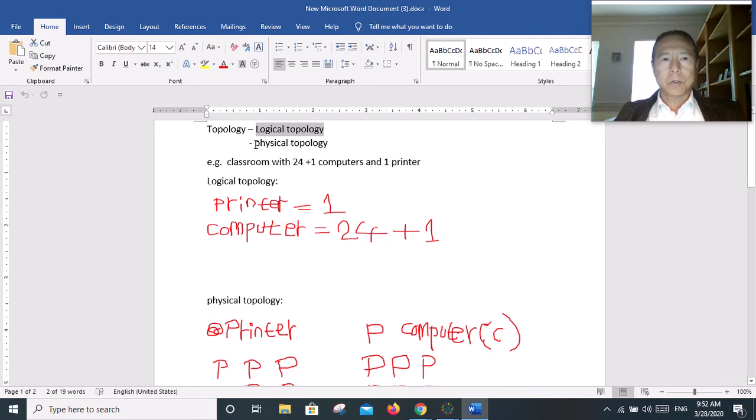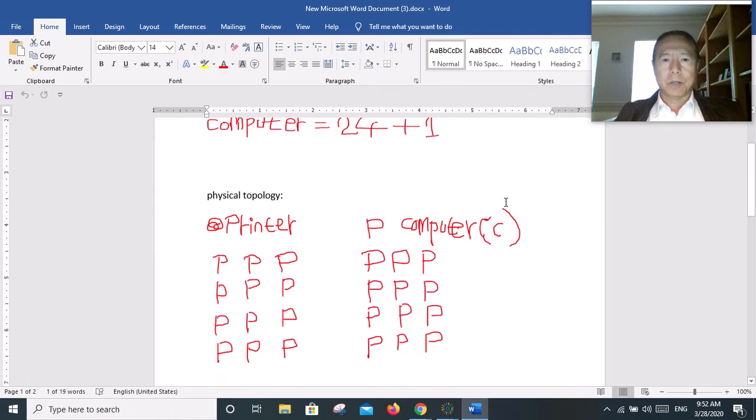Then you also ask me the layout of your classroom equipment here, computers and printers. What do you have in your class? I have one printer, 24 computers plus one computer. And where are your printers and computers? I need to show you. So this is how I show you. The printer is in the corner here, and the teacher computer is in here, and we have student computers 1, 2, 3, 4, 5, 6, and so on. That's 24 student computers. That's the layout.